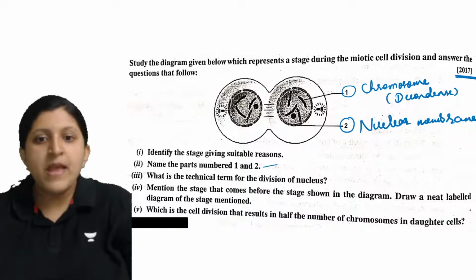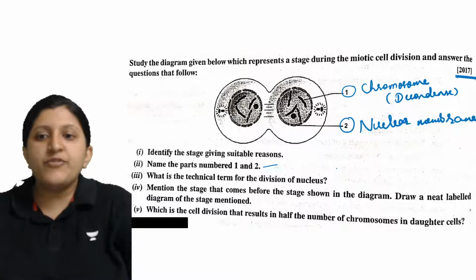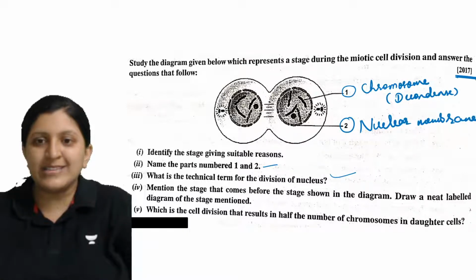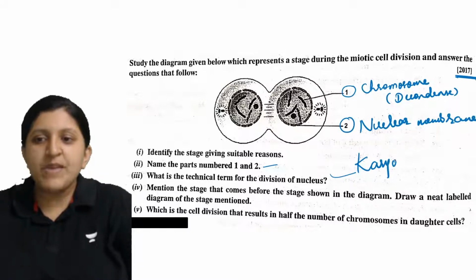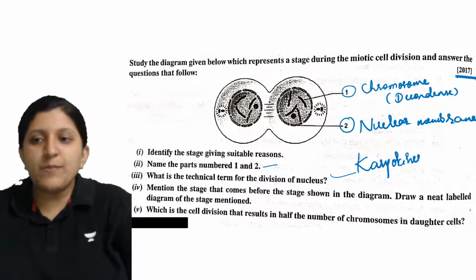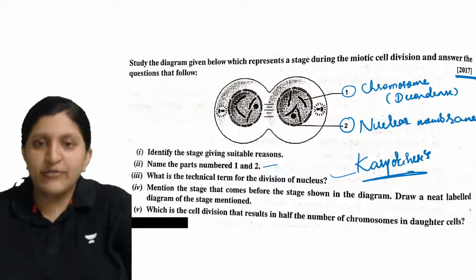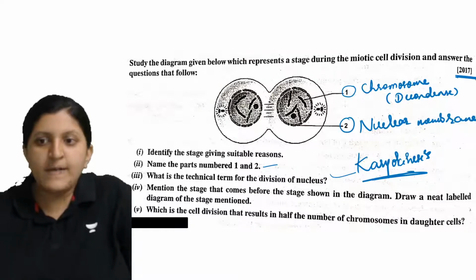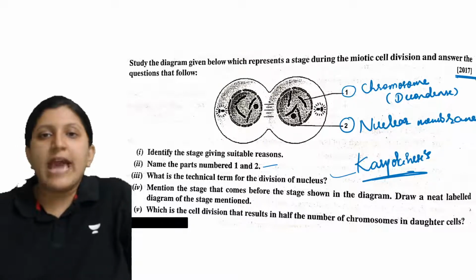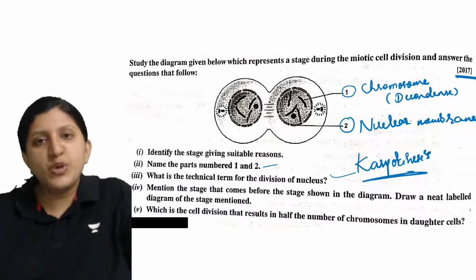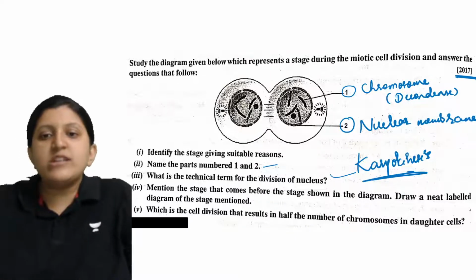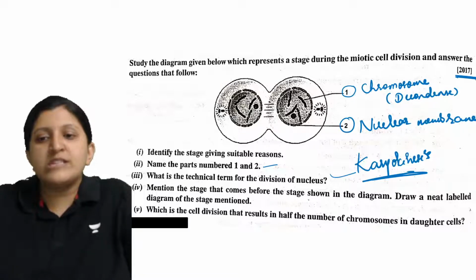So that is done. So what is the technical term for the division of the nucleus? It is karyokinesis. Okay. So karyokinesis is the process where you can see a division of a nucleus that is occurring. Karyo is basically a nucleus and kinesis is division. So nuclear division. So mention the stage that comes before this stage.